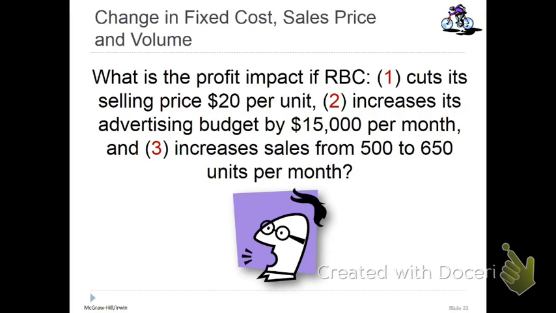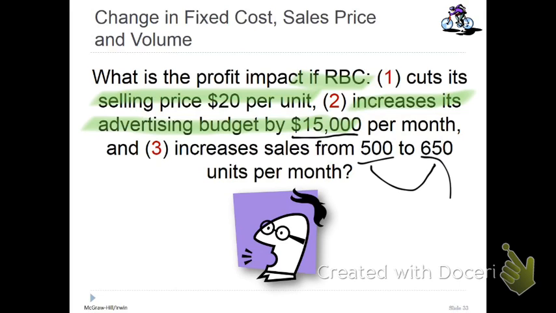Now, one last item before I end this recording and start on the second part. Let's do one more. What's the impact if they cut the selling price by 20 bucks a unit? Okay, keep in mind, my variable costs aren't going to change, but my contribution margin is. I increase my advertising budget by 15 grand, and sales go from 500 to 650. All of a sudden, by setting up your income statement this way, I can do a lot of what-if scenarios.